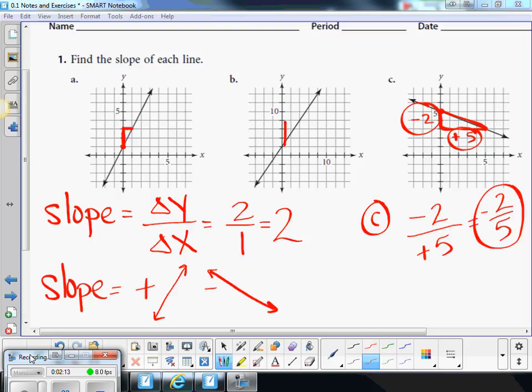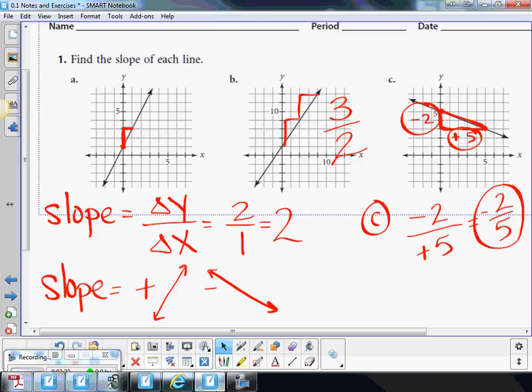B is up 3 over 2. Change in y always goes on top. Change in x always goes on the bottom. And that's about it.